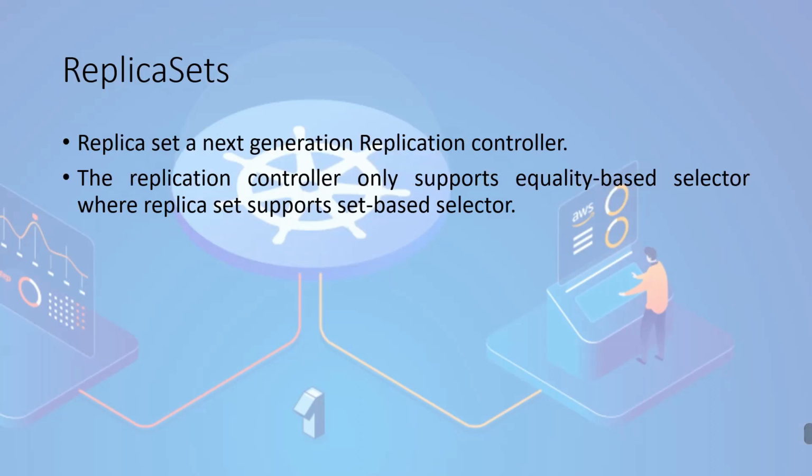And the next one is replica set. Replica set is the next generation of replication controller. The replication controller only supports the equality-based selector, whereas replica set supports set-based selectors. Now let's do the lab.